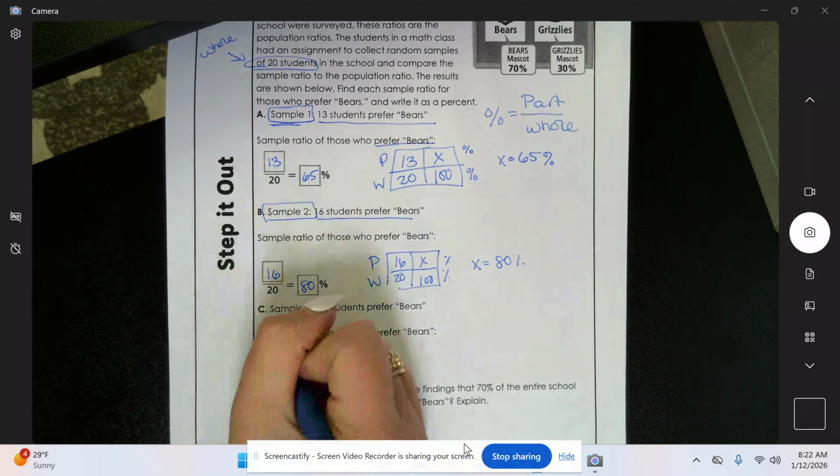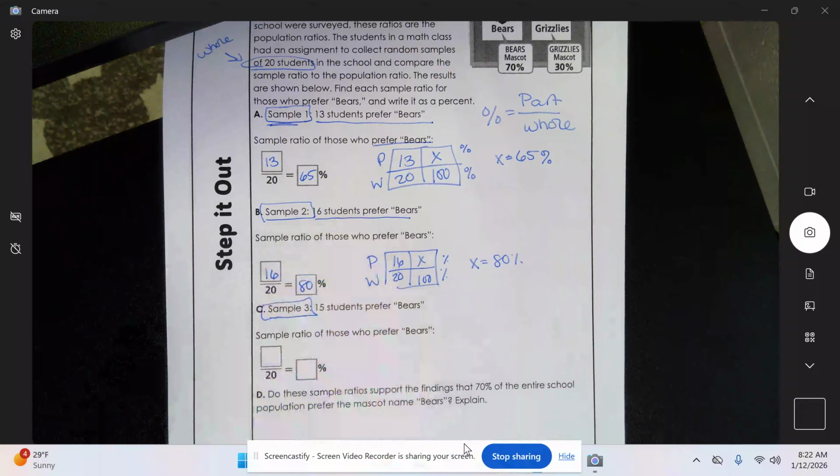All right, so you find sample 3, not 15%, but 15 students prefer Bears. What is 15 out of our total as a percent?